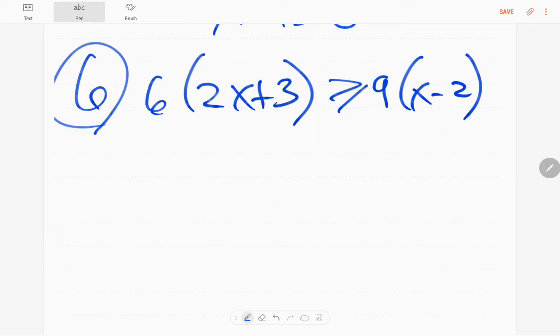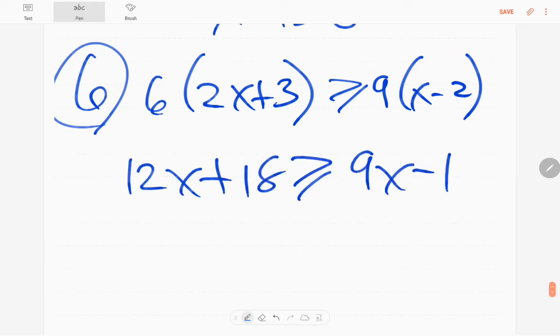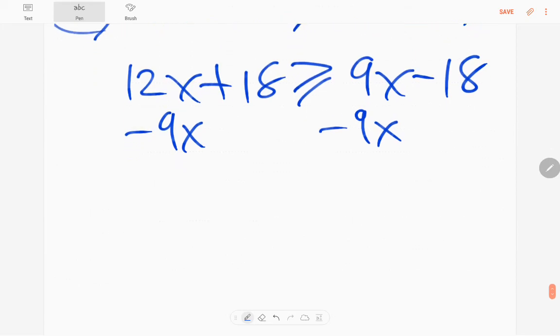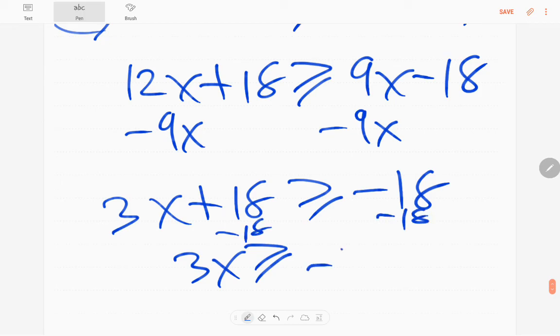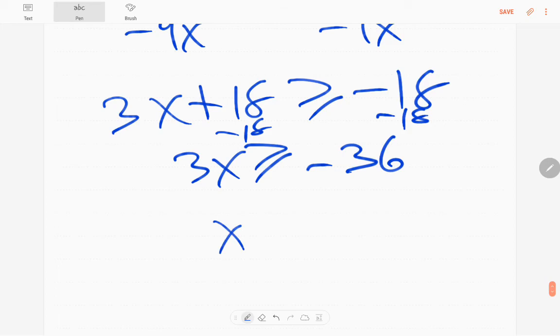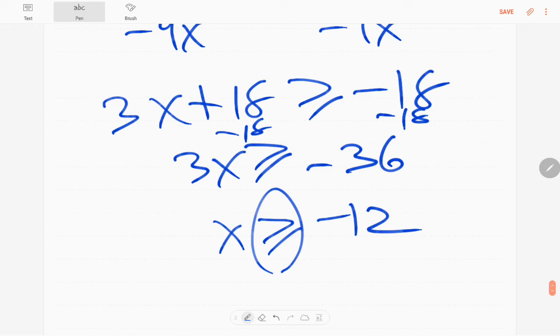It says solve the inequality graphically by the x-intercept method. But I think we've mostly done this algebraically, so that's the way I'm going to do it. So distribute the 6 first, and then distribute the 9. You can pretty much get x by itself using the same method that we use when we solve a linear equation. I guess at this step I would subtract 18 from both sides. And I'm going to divide by a positive 3, so I don't have to flip this thing around. I only do that when I multiply or divide by a negative.